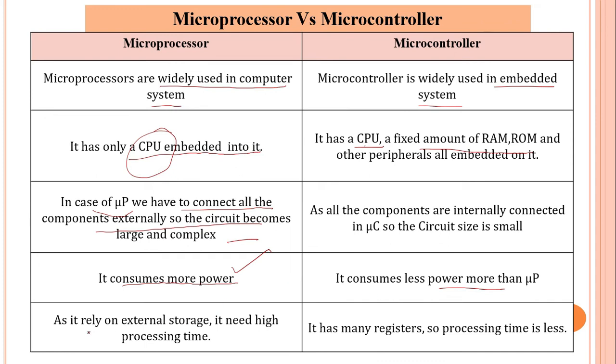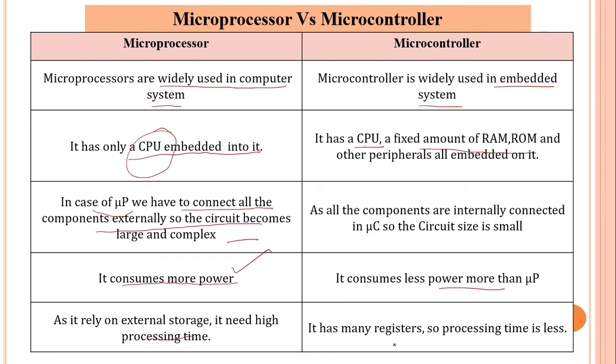Then the last difference: as it relies on external storage, it needs high processing time. Nothing but in case of microprocessor, we are connecting the memory unit externally. When processing, we have to access the data from the memory, and it takes time. That is the reason the processing time will be high in case of microprocessor.